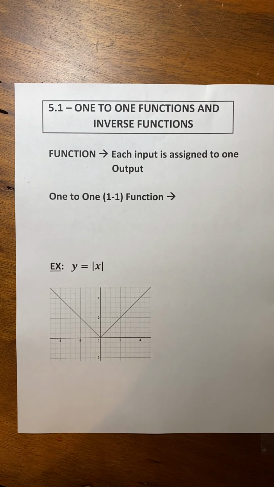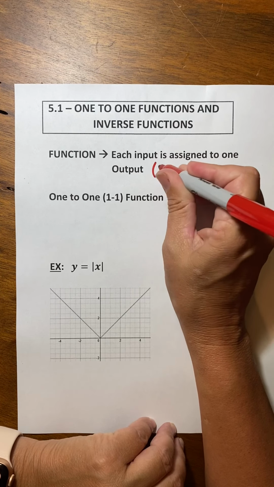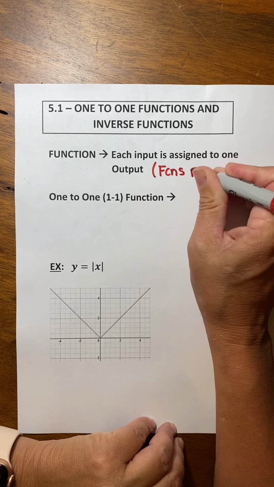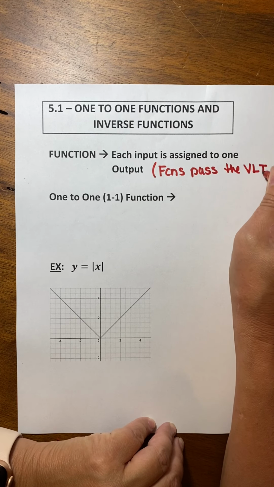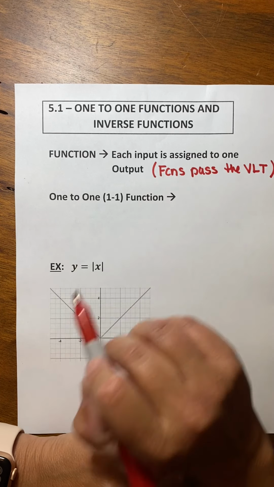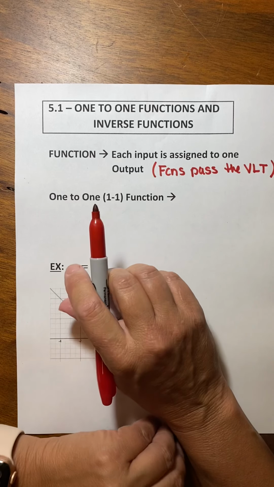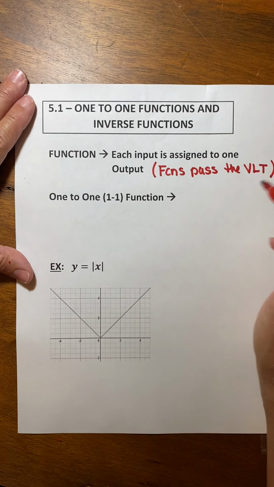So just a friendly reminder, a function is a rule or a relation such that each input is assigned to just one output. Functions pass the vertical line test. FCN is my abbreviation for functions, and VLT is vertical line test. So all functions pass the vertical line test. A one-to-one function is a special function.